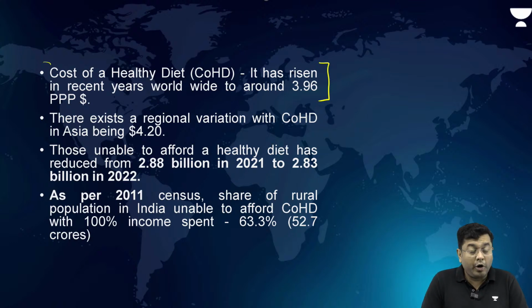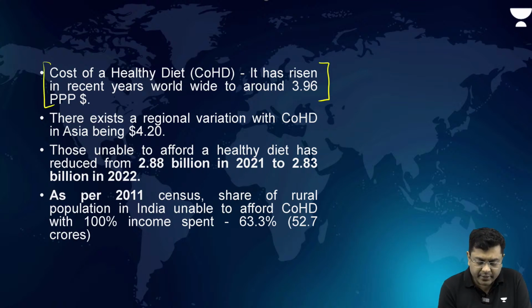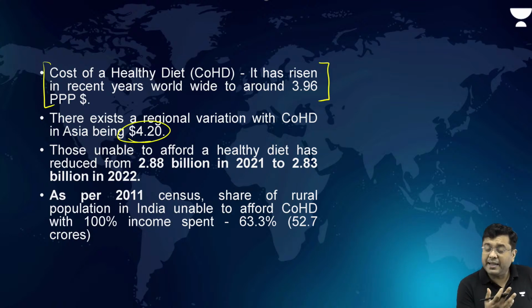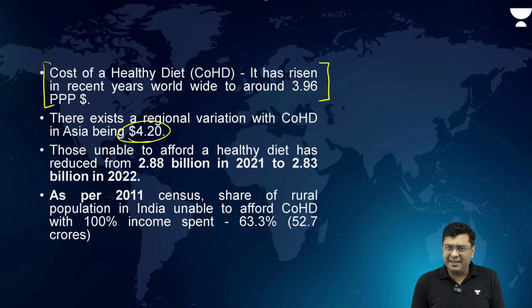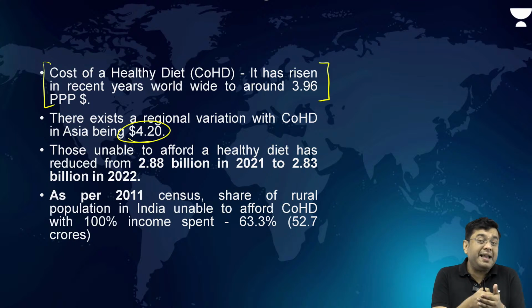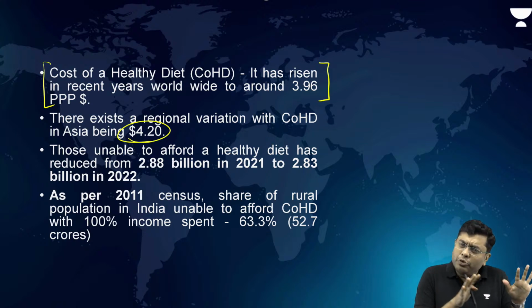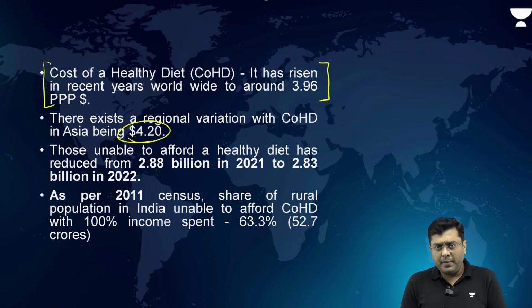In regions of Asia, you have the cost of a healthy diet to be around $4.2, again in purchasing power parity terms, right? Now that means those people who want to get that healthy diet will need to spend at least $4.2 per meal to get that healthy diet. Now that is something which is a problem.